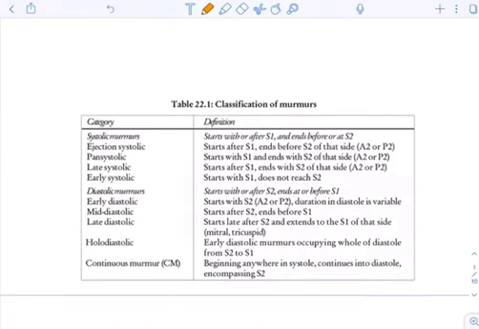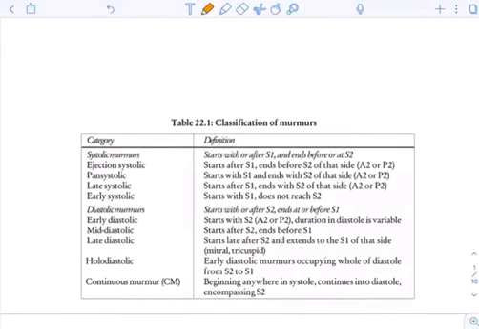Next is classification of murmur. So how are murmurs classified? Murmurs are classified according to the time when they occur. First we will see the systolic murmurs. Ejection systolic: when will it be called ejection systolic? When it starts after S1 and ends before S2.